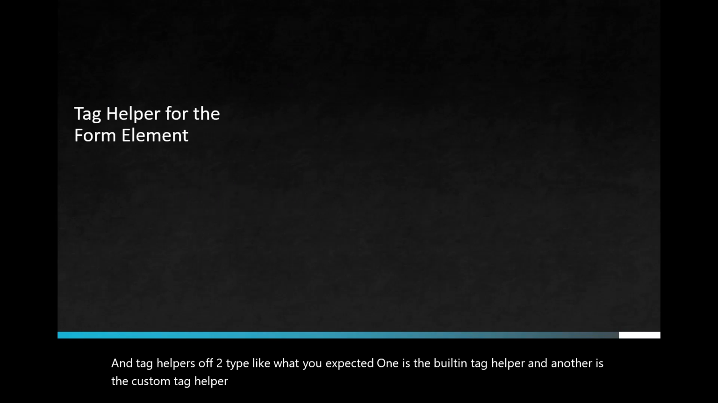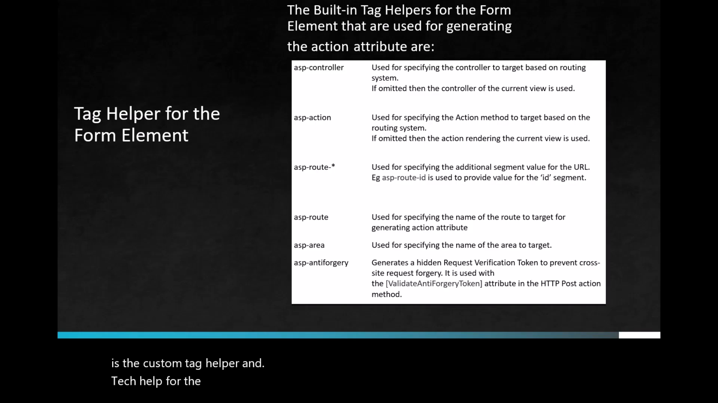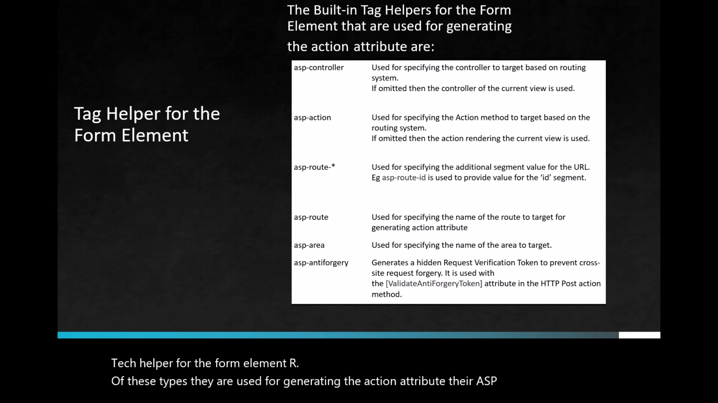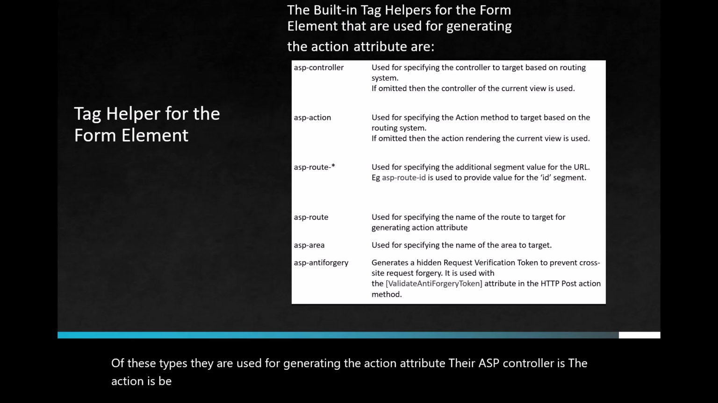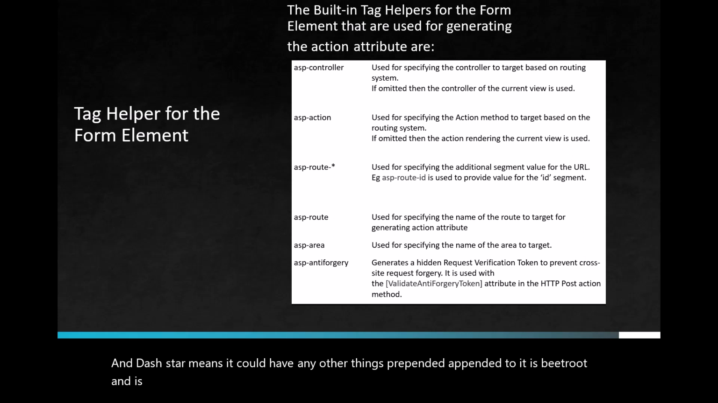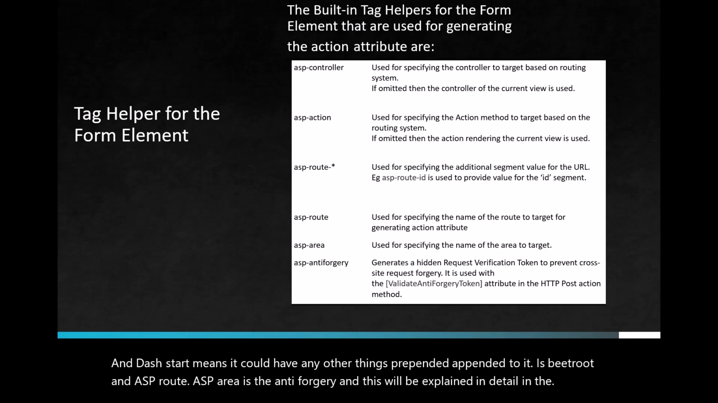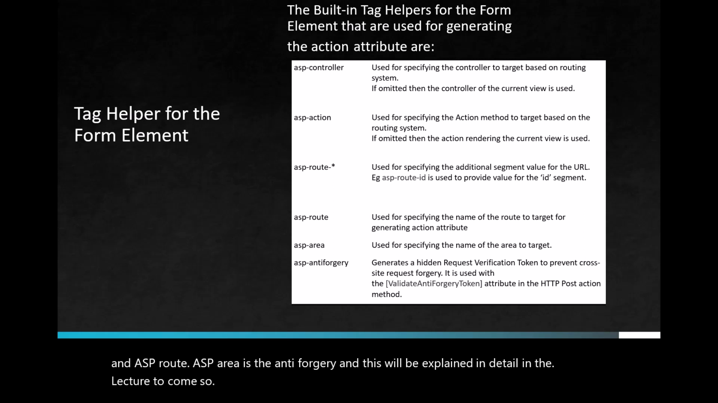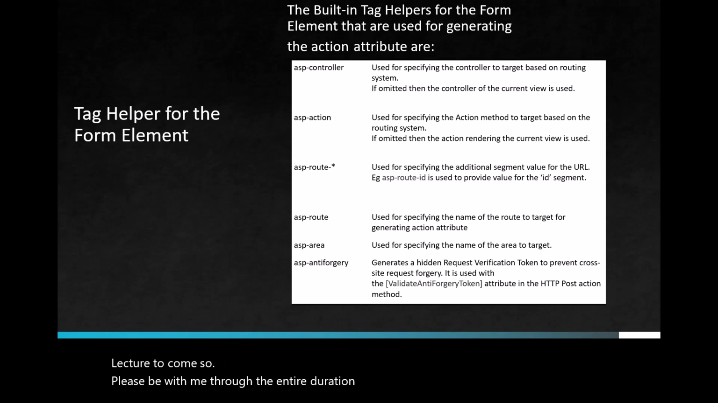And tag helpers for the form element are of these types. They are used for generating the action attribute. asp-controller, asp-action, asp-route, asp-route-star, which means it could have any other things appended to it, and asp-area, asp-antiforgery, and this will be explained in detail in the lectures to come. So please be with me through the entire duration to get the best value out of it.